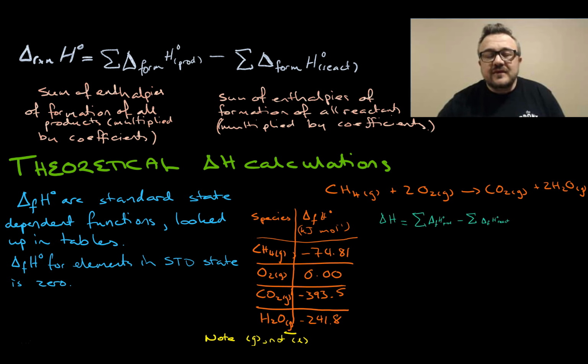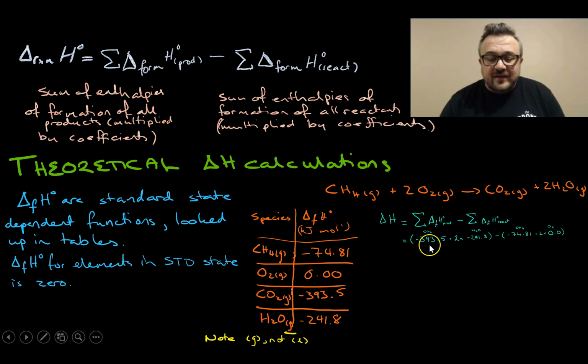So delta H equals the sum of the enthalpies of formation of the products minus the sum of the enthalpies of formation of the reactants, and we add these in. So here's our carbon dioxide plus 2 times our water, so that's our products, minus methane plus oxygen. It's actually 2 times oxygen, but oxygen is a 0.